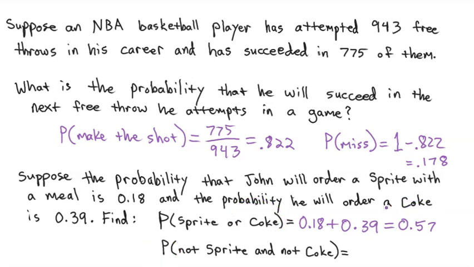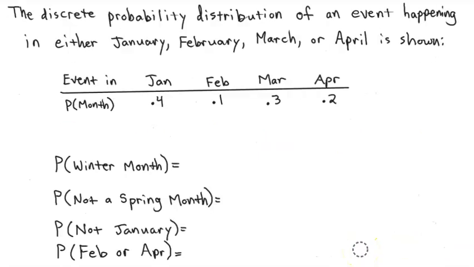But what's the probability that he will order not a Sprite and not a Coke? So something different than a Sprite or a Coke. Well, it's just going to be the rest of the probability, not 0.57. So it'll be 1 minus 0.57, which is 0.43. So there's a 0.57 chance that he will order a Sprite or a Coke, and there's a 0.43 chance that he will order not a Sprite and not a Coke. Let's just do maybe 1 or 2 more examples. All right, this is going to be our last example.